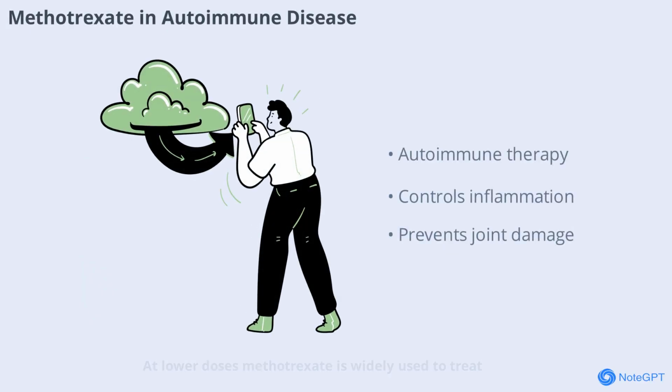At lower doses, methotrexate is widely used to treat autoimmune diseases like rheumatoid arthritis and psoriasis. It helps control inflammation and prevent joint damage. The dosing and monitoring are different from cancer treatment, but the underlying principle, blocking cell division, remains the same.